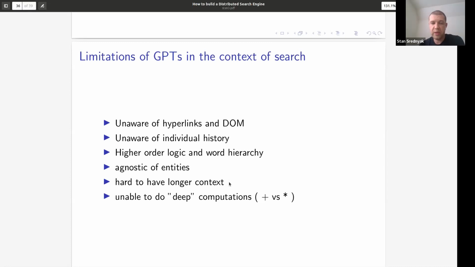And importantly, transformers have problems with deep computations. For example, they are good at addition, but they are performing worse on multiplication. So if you think about deeper recursions, then you would expect even poorer performance. And that, of course, has to do with modeling higher order logic structures, because those are precisely about deeper recursions.